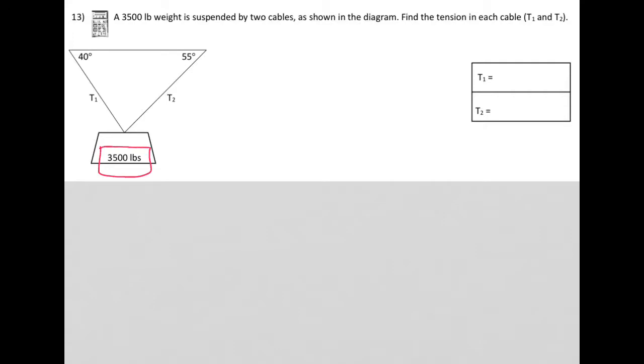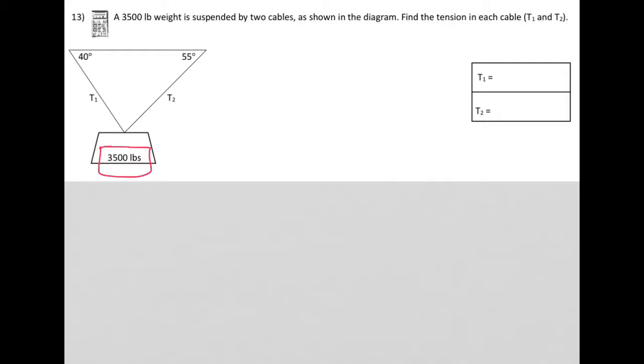3,500 pounds is a weight, but it is also a force in physics. Pounds is a unit of force, and so we can use that value to find the tension in pounds in each of these cables. And so let's draw ourselves a free body diagram. We know that all the forces are balanced because this thing is not moving side to side and it's not moving up or down. And so we can draw this diagram.